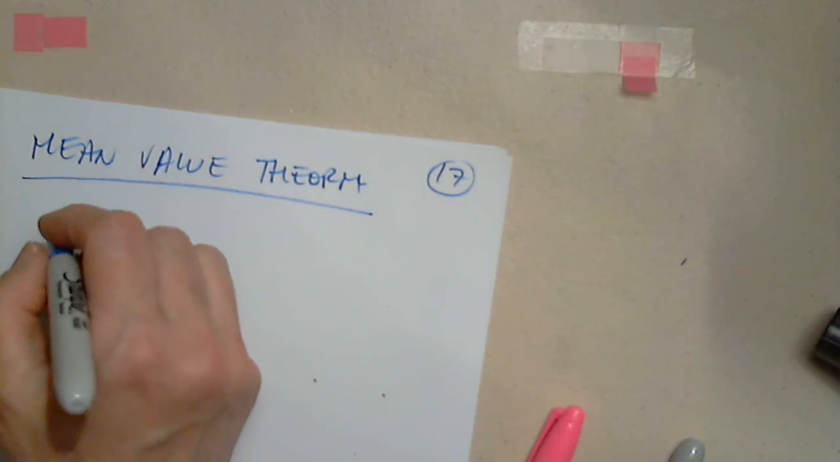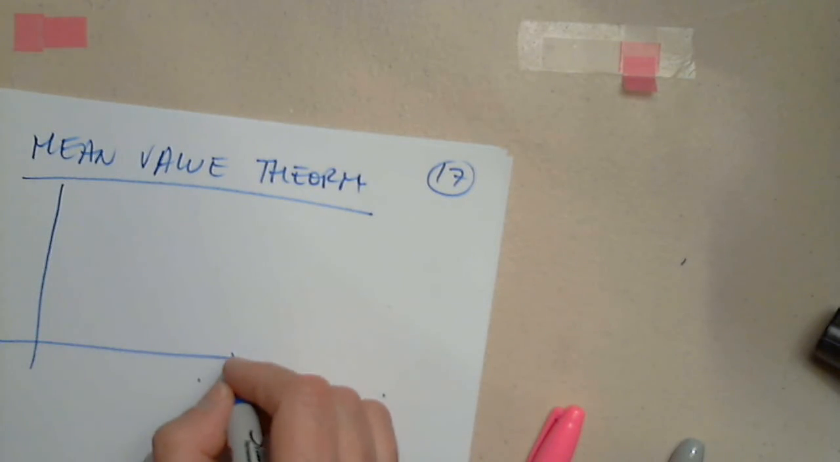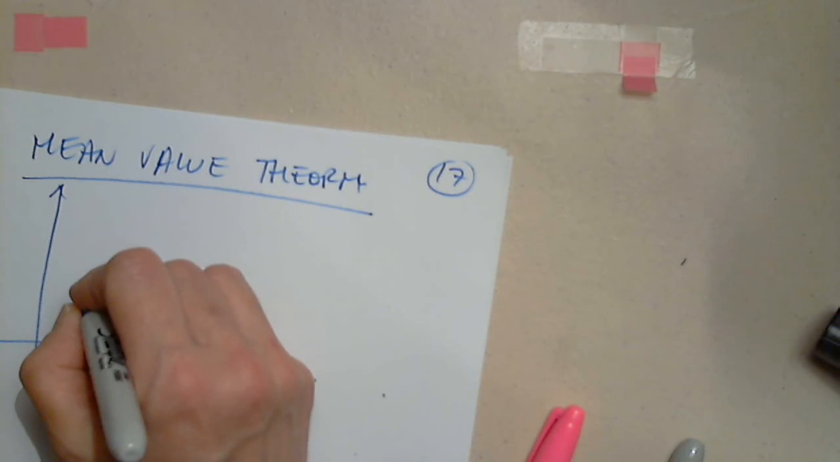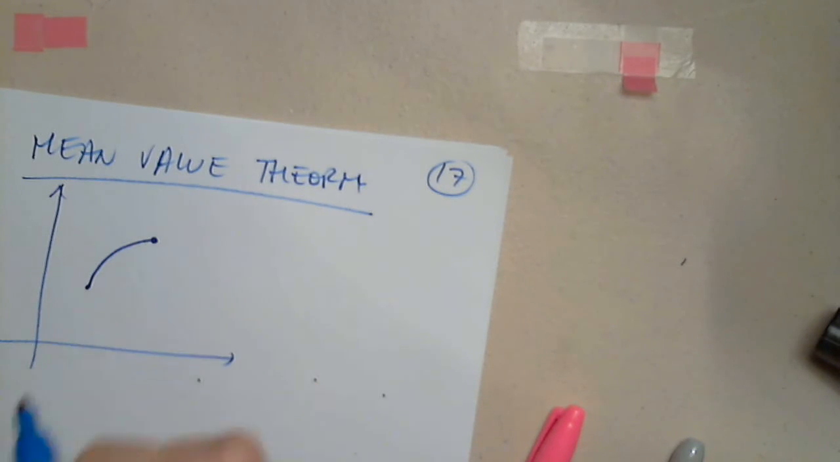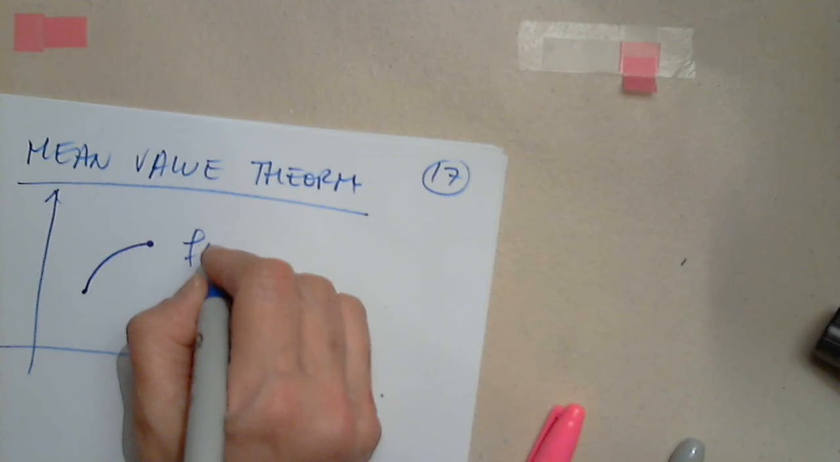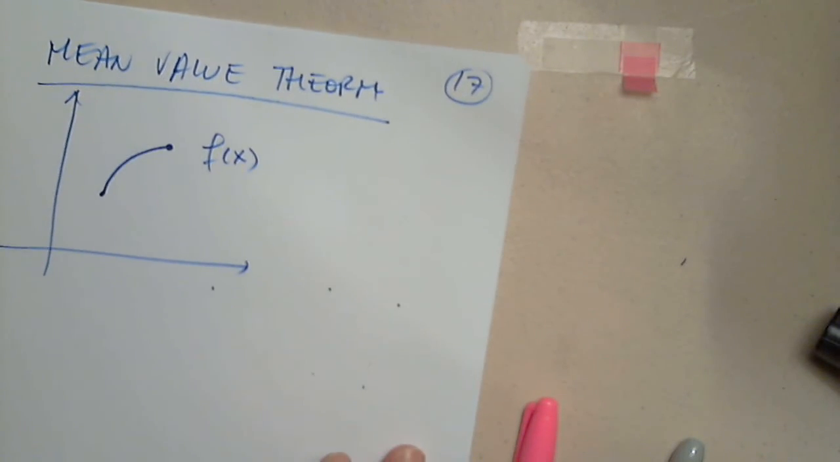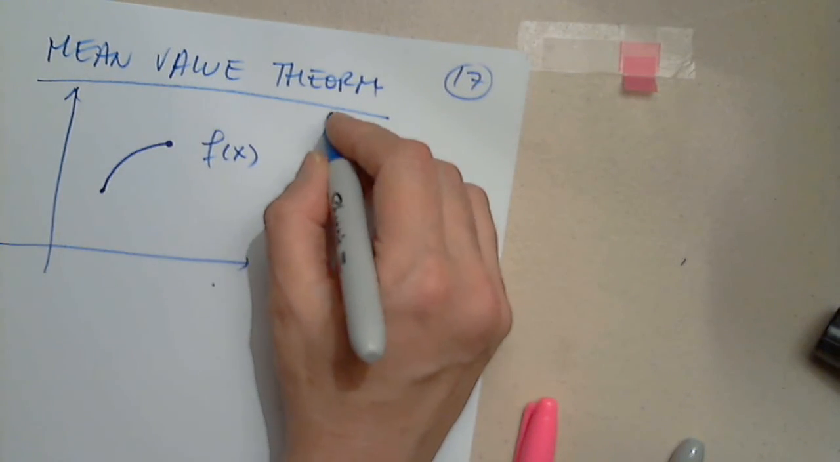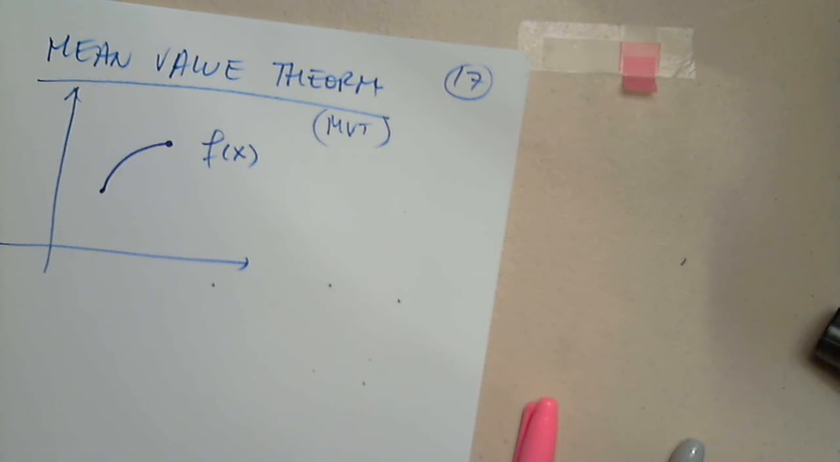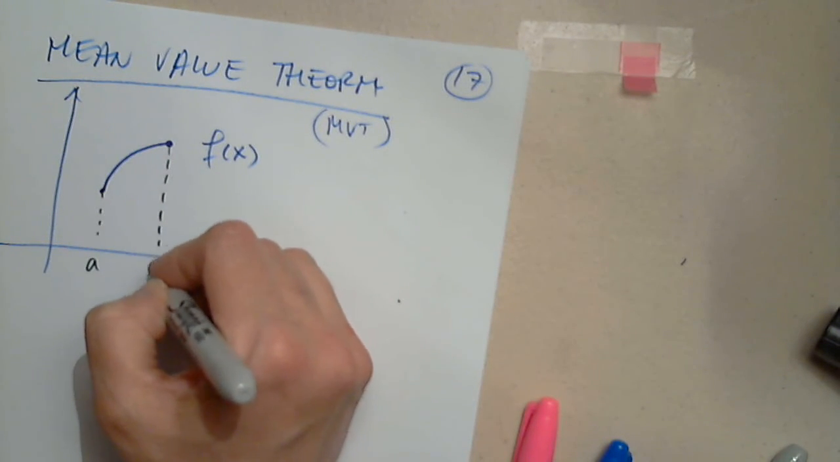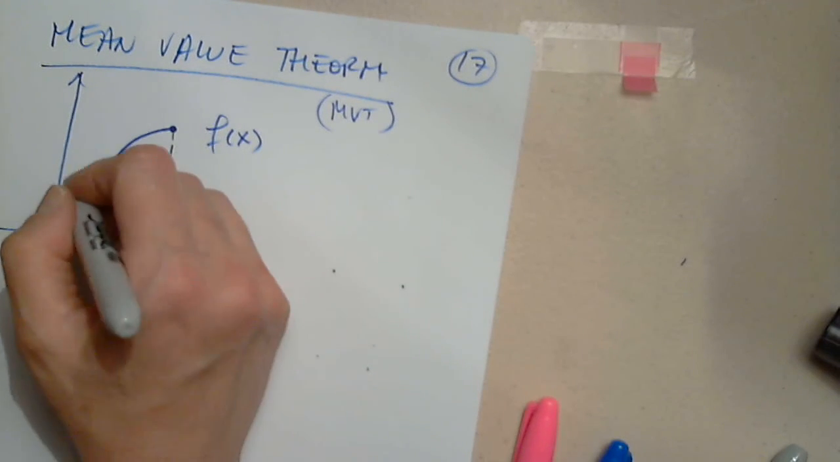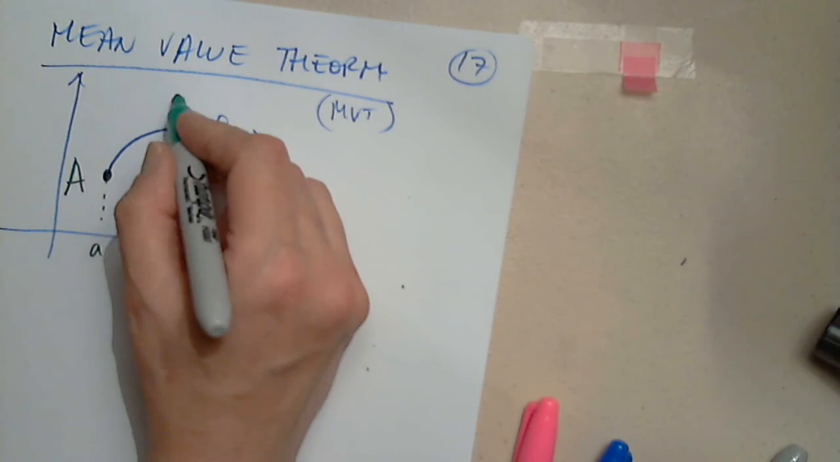The mean value theorem, so let's take a look. Here's the scenario. Here's a function. This is also abbreviated MVT. Like the IVT, the intermediate value theorem, this is MVT. Of course, our friend, the interval a comma b. This is point A, and this is point B.